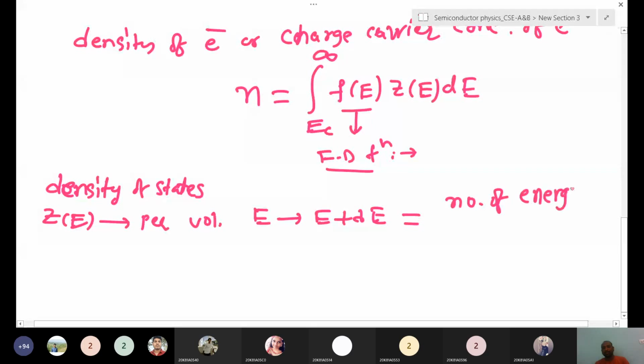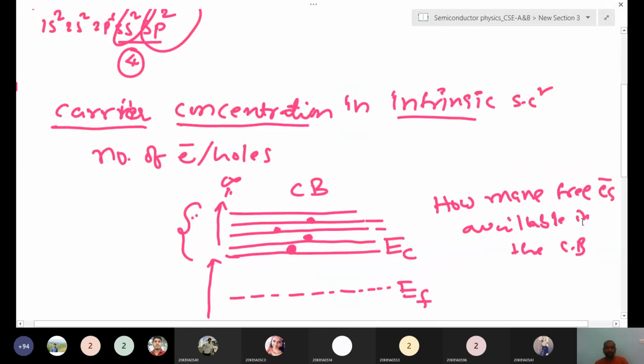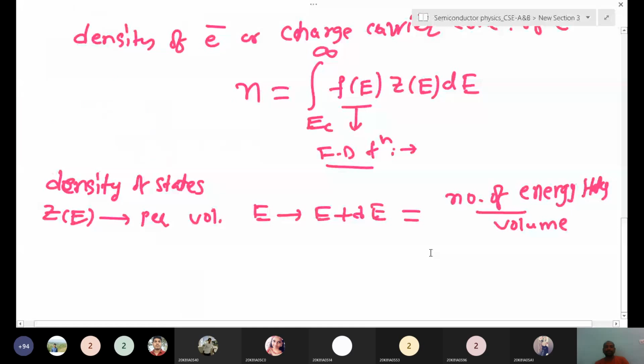Number of energy states. Suppose in this diagram, this is the first state, this is the second state, this is the third state, this is the fourth state, this is the fifth state. Here we have drawn 5 states. Within these 5 states, we are calculating how many electrons are filled, how many electrons are available for conduction, within this energy range. So the density of states means the number of energy states per unit volume. This you can calculate.